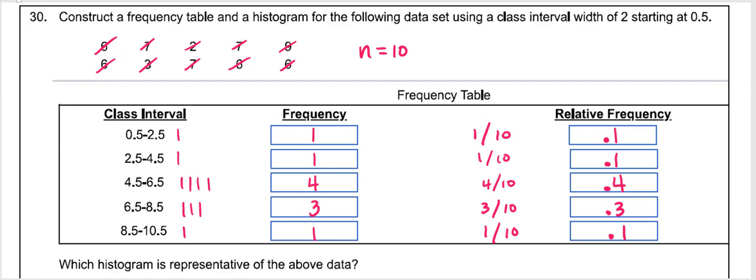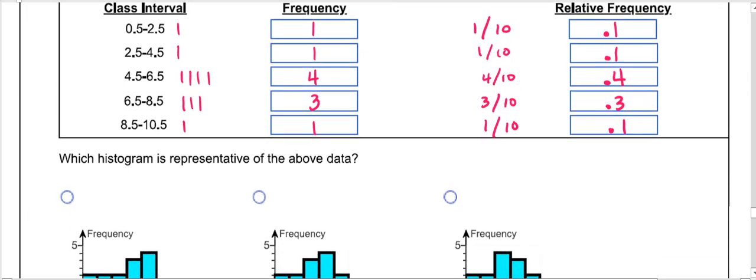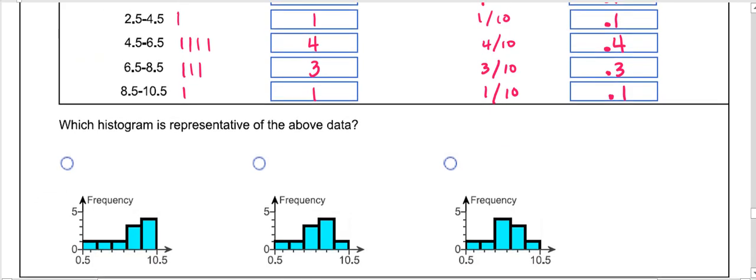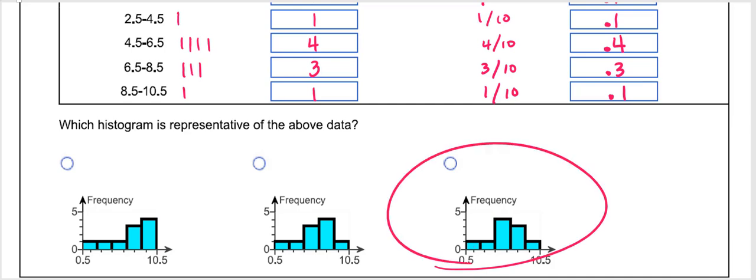Now, which histogram is representative of the data above? Let's see, we need this is 5. So the scales are all the same. We need 1, 1, 4, 3, 1. So it's that histogram.